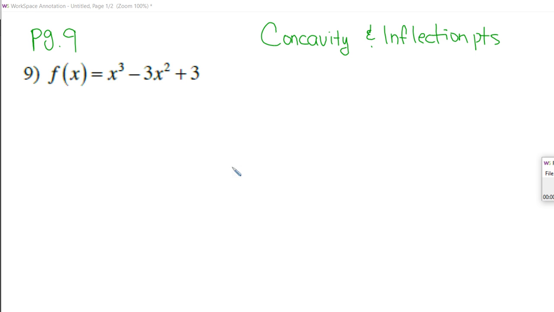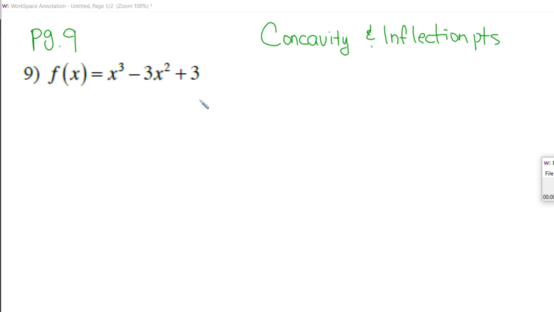We're on page 9, number 9. What we're trying to look for on this video is the concavity and inflection points of f of x. Now, if you recall, maybe on last Friday, we learned how to find minimum, maximum, increasing, decreasing, and critical points by using the first derivative. Now this one, the process itself is very similar to what we did on Friday. But anyway, you'll see what I'm talking about.